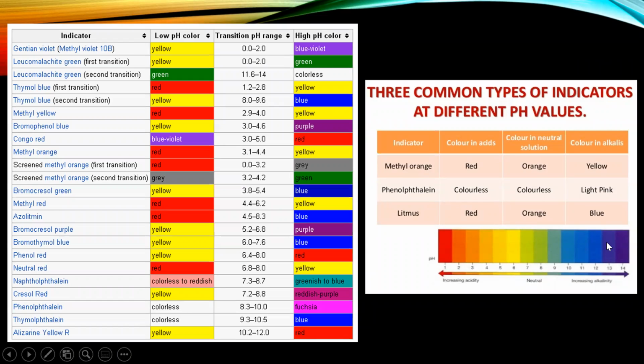So here's just a list of some indicators and their color at the low pH versus the high pH, and also the specific range at which they work. So once again, you want to know what your pH range is going to be in order to pick the appropriate indicator. If you don't know the pH range, then it's a guessing game. So you would pick something low, see if that works, middle, and then go from there.